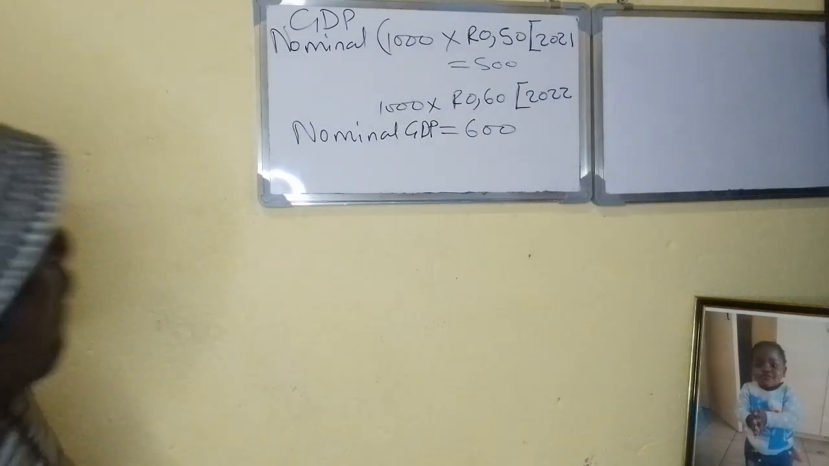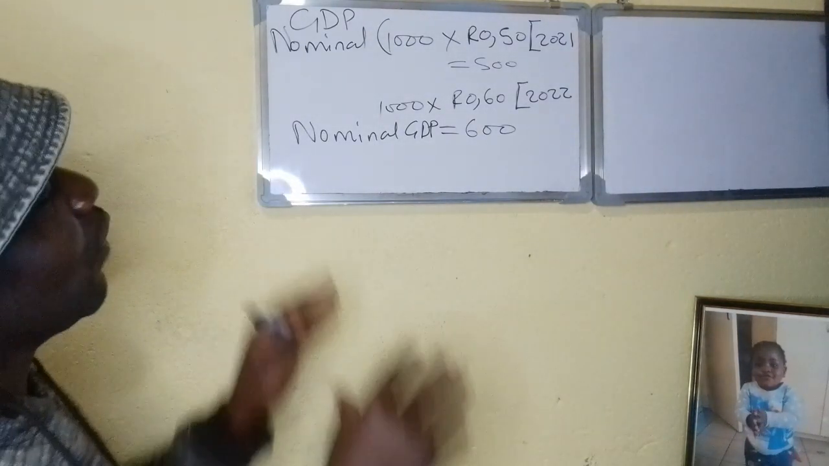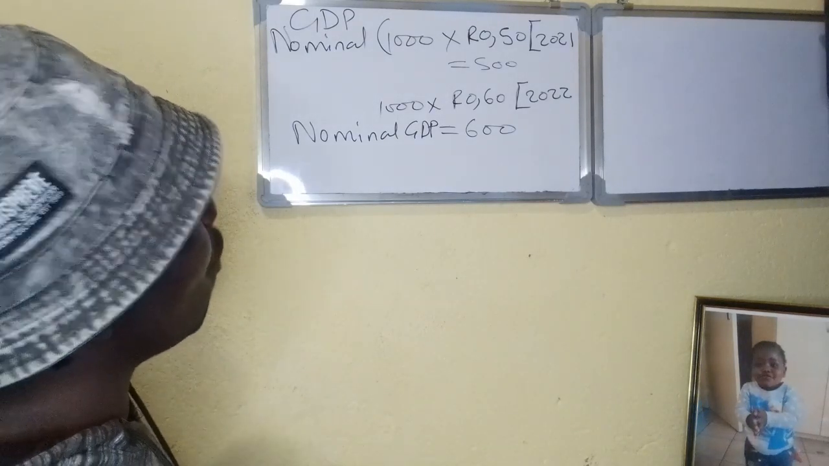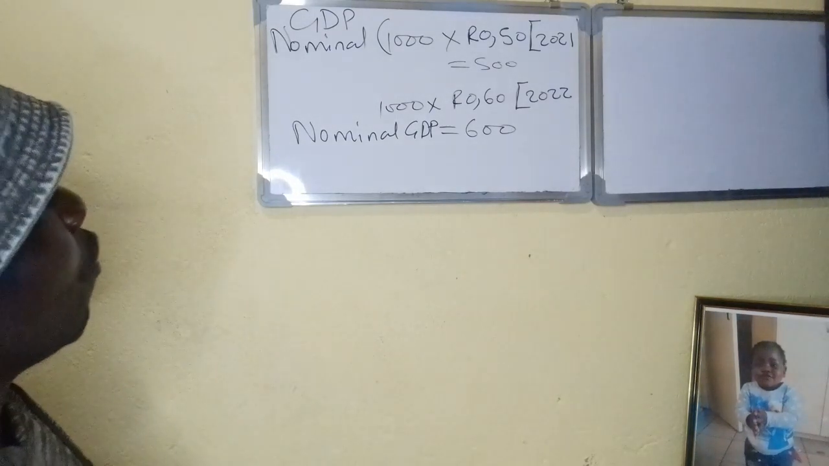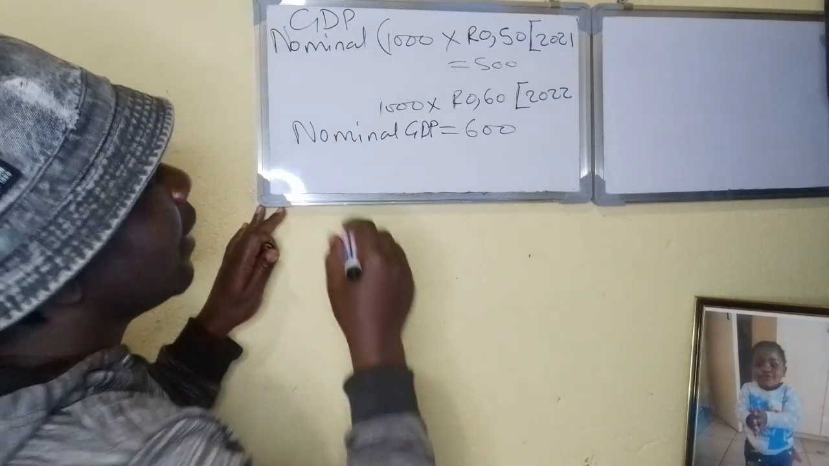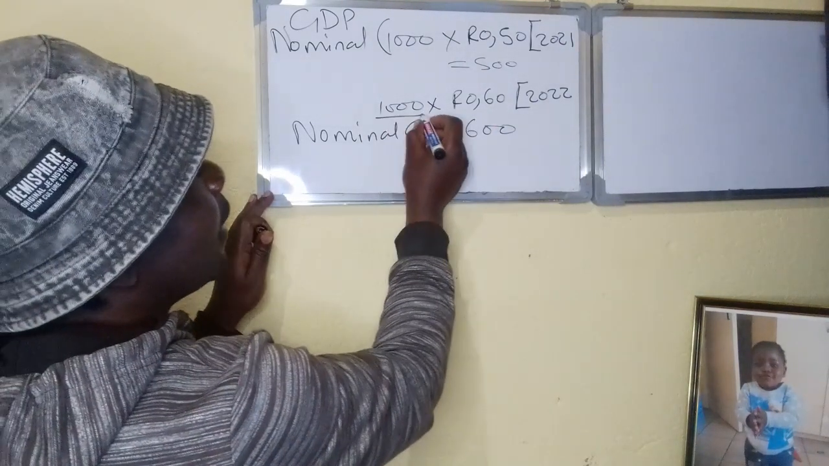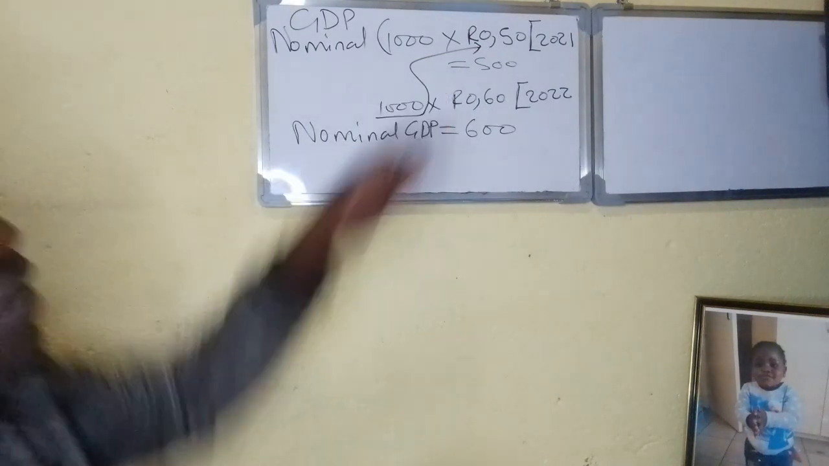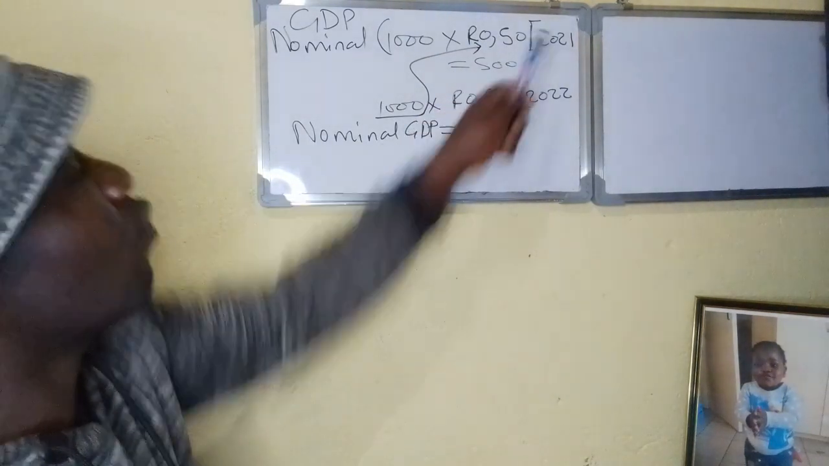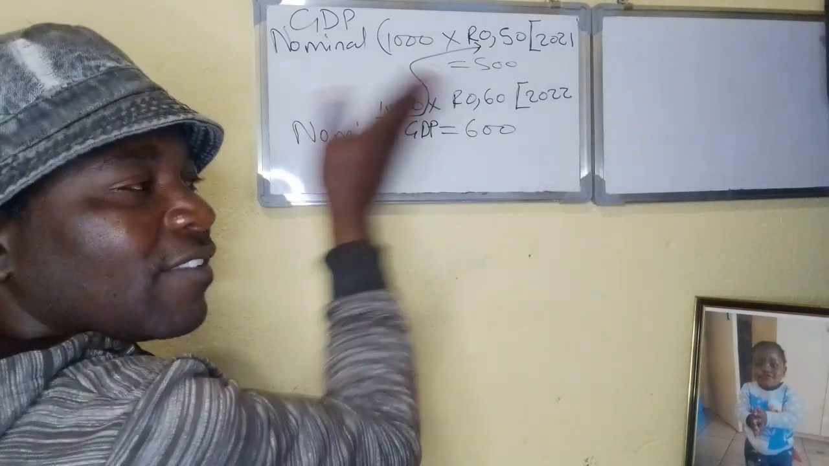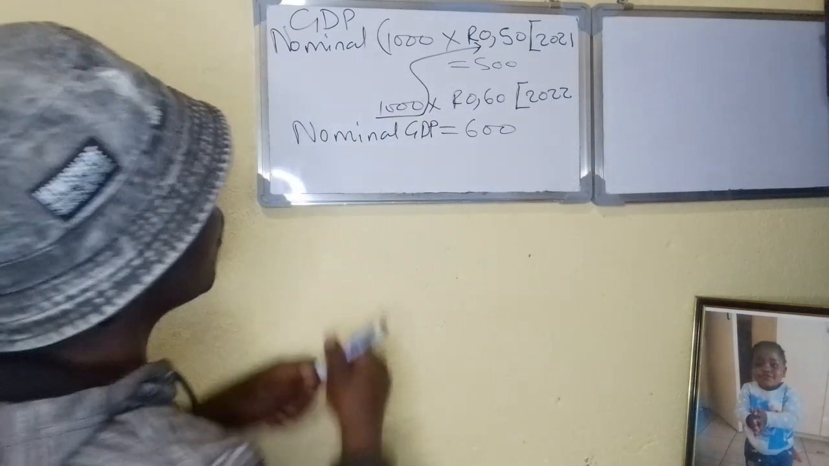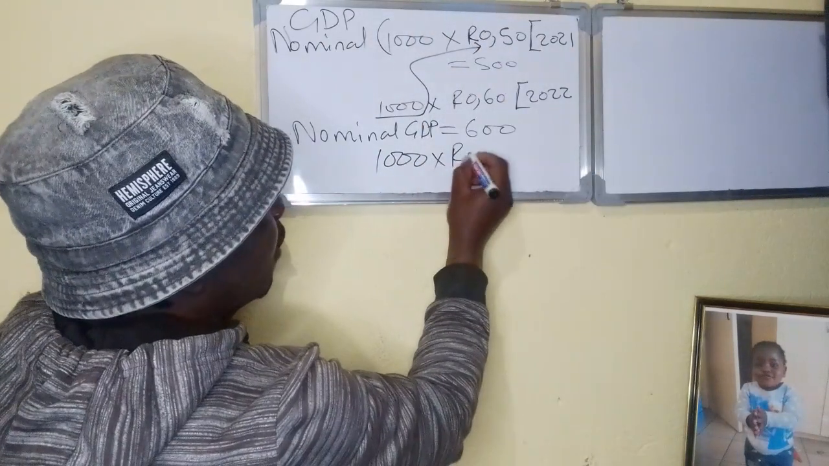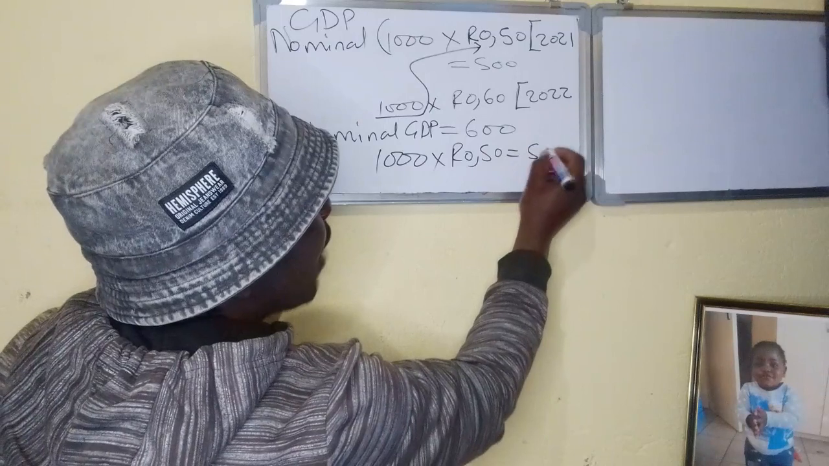And then, now, if we calculate the GDP growth, what are we going to do? Or if we are calculating the real GDP, what are we going to do? We are going to say 2022 GDP measured in terms of the prices of the base year. They will always give you a base year. But our base year here is going to be 2021. Base year is always the previous year, one of the previous years. So you're going to say 1,000 times the prices of the previous year. You're going to get 500.